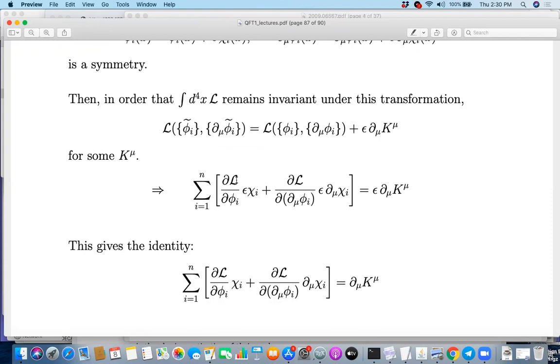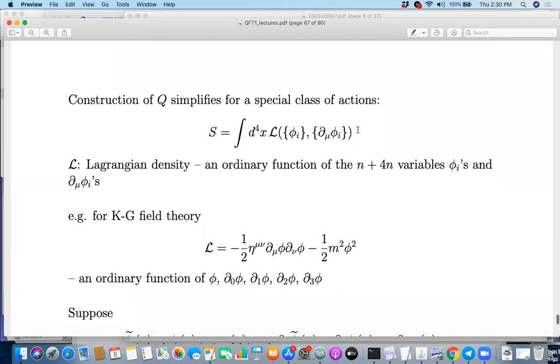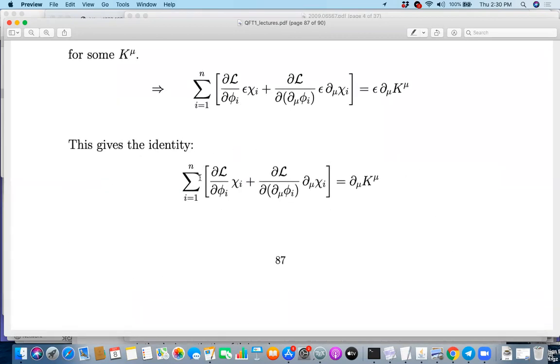And now you can remove this epsilon because that's common, and you get an identity which is just this. So this is an identity involving the Lagrangian density. When Nirnay was asking what condition chi I has to satisfy: if the action has this form, with L depending only on phi and its first derivative, then this is the identity that it has to satisfy. In order that chi I is actually an infinitesimal symmetry, this is the condition it has to satisfy.